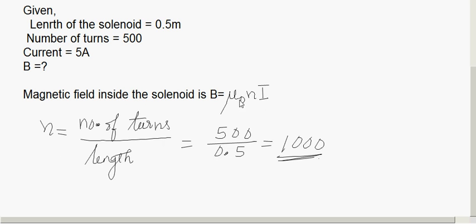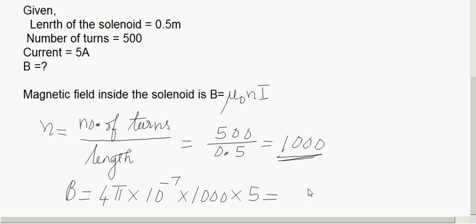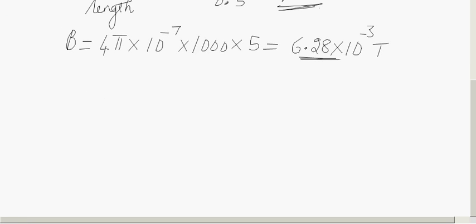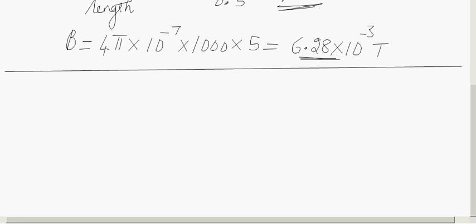Now I is given, μ₀ also we know, therefore B is μ₀, that is 4π × 10⁻⁷ multiplied by n, multiplied by current 5. Calculate this, it comes to around 6.28 × 10⁻³ Tesla. That completes that problem. Now we'll take down another one.